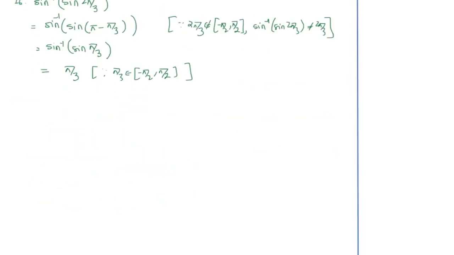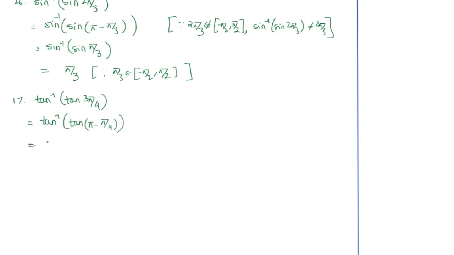Now coming to the 17th question. In question number 17 we have tan inverse of tan 3 pi by 4. We will be doing it in a very simple manner. Now see, tan of 3 pi by 4, if you remember from the graph, comes out to be negative, and that is 3 times pi by 4. So we can also write it as tan inverse of tan pi minus pi by 4.